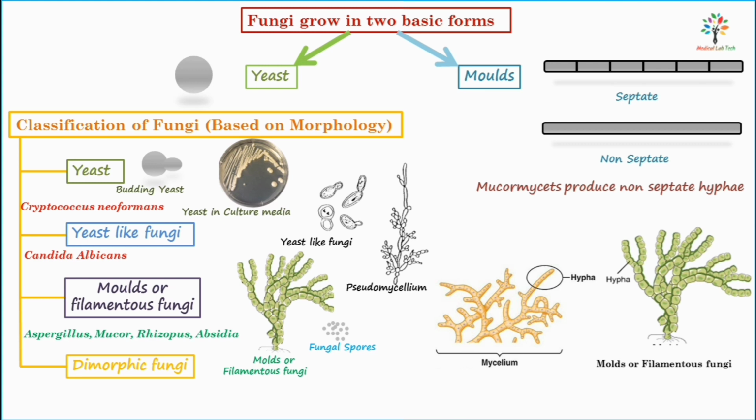Then, lastly, the dimorphic fungi. Dimorphic means double morphology. They have two morphologies, so you can remember they can form two forms, mold and yeast. Mold in the cold and yeast in the hot. An example of a dimorphic fungus is Histoplasma capsulatum.